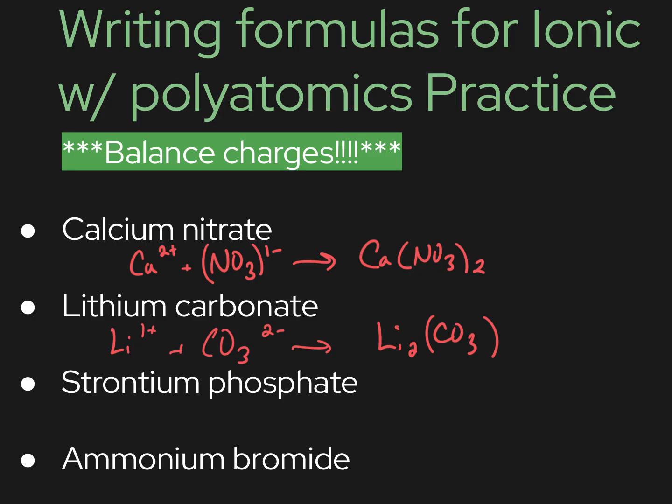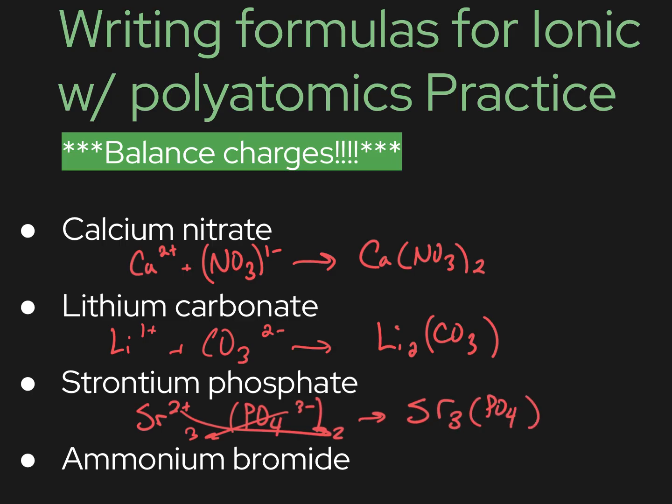Now the next one is strontium phosphate. This one's going to be a little bit more difficult, as I tend to do when I get further down in my examples. Strontium is a 2+ charge, and phosphate is a PO4 3- charge. That whole thing is 3-. So when I crisscross the charges, I make sure I put the 2 outside the parentheses when I'm balancing these charges. So what I end up with is Sr3(PO4)2, like that.